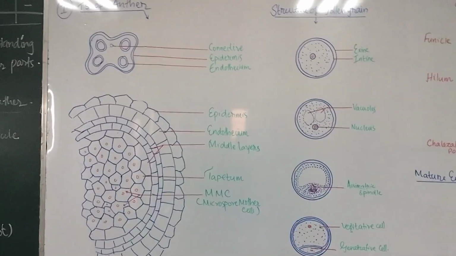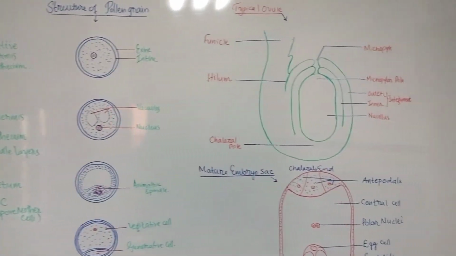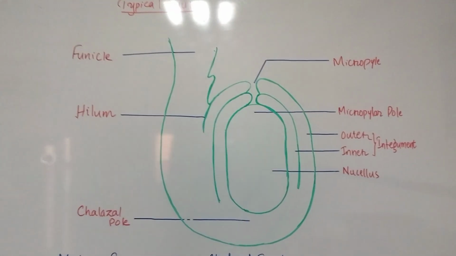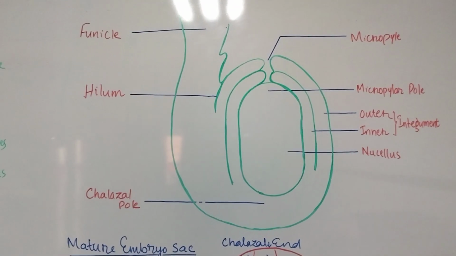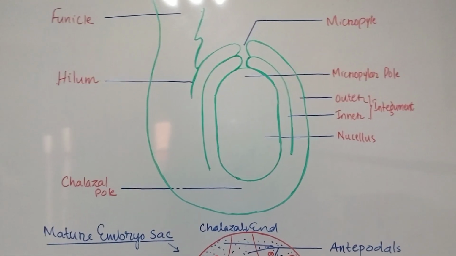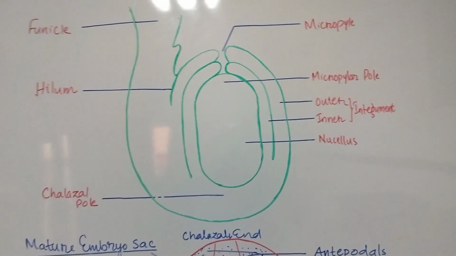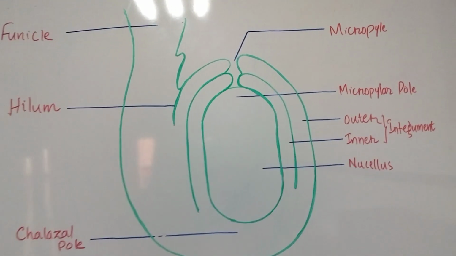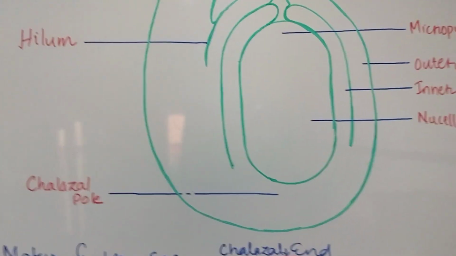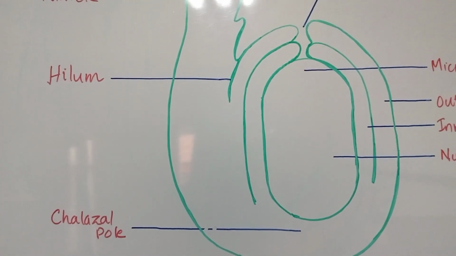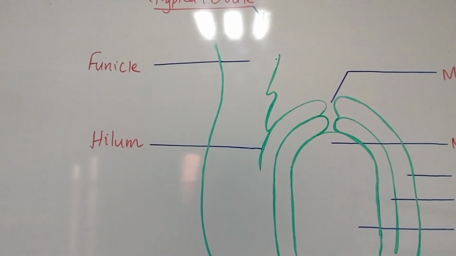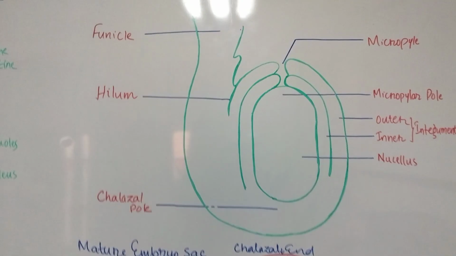Diagrams. Coming to the TS of a typical ovule, you can see the diagram showing the nucellus, the inner mass of cells protected by inner and outer integuments, having the opening of the micropyle at the micropylar pole, and the opposite pole is known as the chalazal pole, with the attachment of the hilum and the stalk part called the funicle.